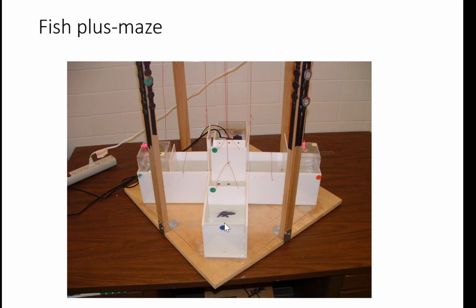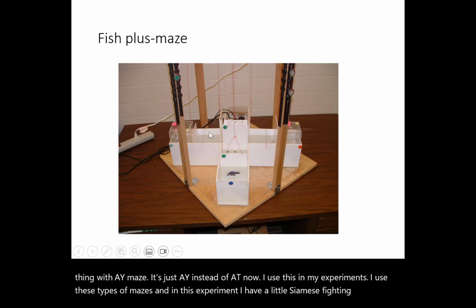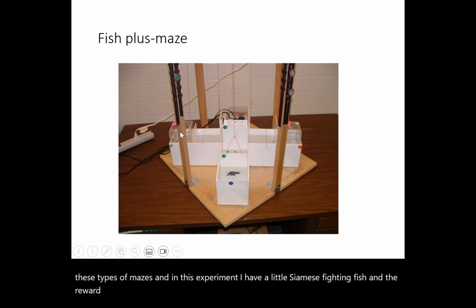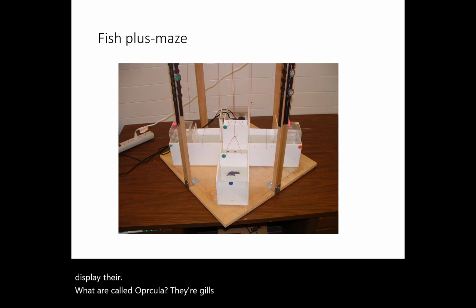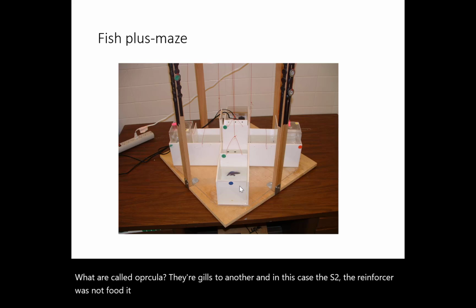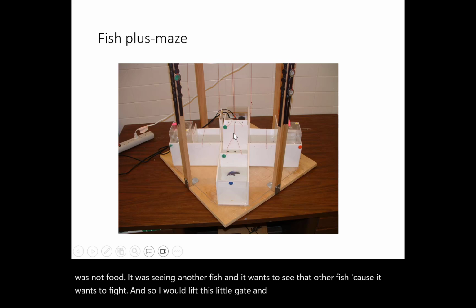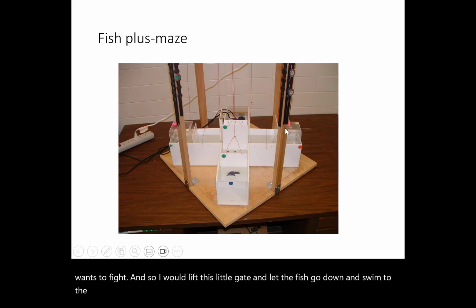And in this experiment, I have a little Siamese fighting fish, and the reward is another fish, because these beta fish like to fight, or they like to display their what are called opercula, their gills, to another. And in this case, the S2, the reinforcer, was not food. It was seeing another fish. And it wants to see that other fish because it wants to fight. And so I would lift this little gate and let the fish go down and swim to the right and fight with another fish, which is kept in a little container so they don't really contact each other.